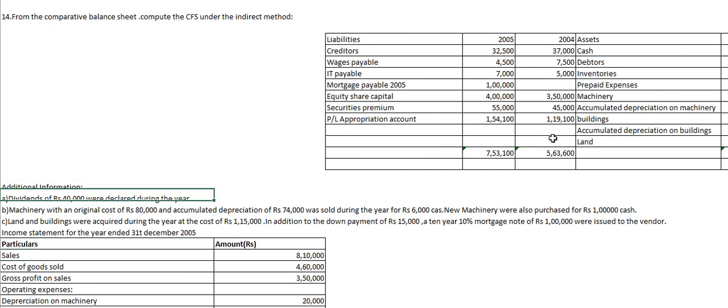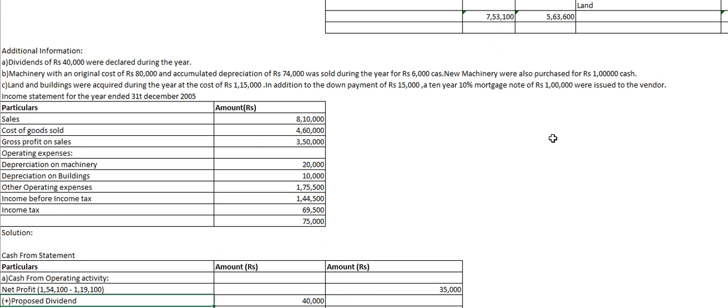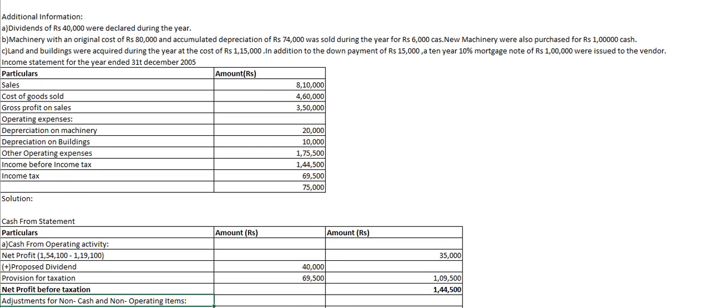So moving on to additional information, dividend of rupees 40,000 were declared during the year. So you will add it in your net profit and you will minus it in your financing activity.